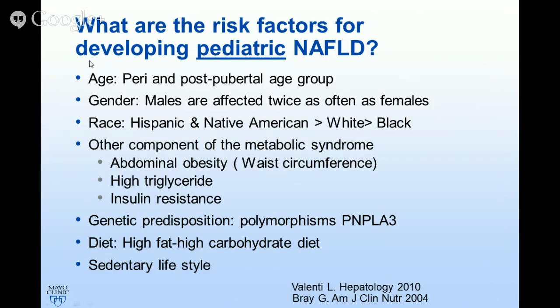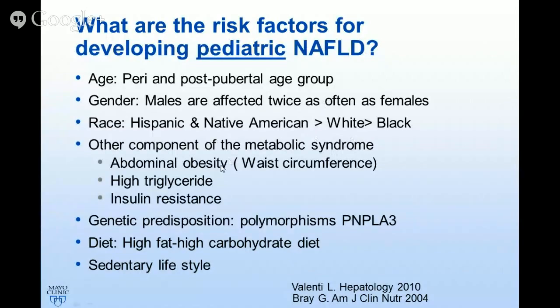So what are the risk factors for developing pediatric non-alcoholic fatty liver disease? Age is an important factor. Most of these patients are diagnosed around puberty. Gender: males are affected twice as often as females. And race: we know that Hispanics are most likely to be affected, compared to Native Americans, then whites, and Blacks are least likely to be affected. Other components of the metabolic syndrome are risk factors, and the metabolic syndrome is an association of manifestations associated with obesity, including high blood pressure, abdominal obesity, high blood lipids, and insulin resistance that predispose to diabetes. So these conditions come hand in hand with fatty liver disease.